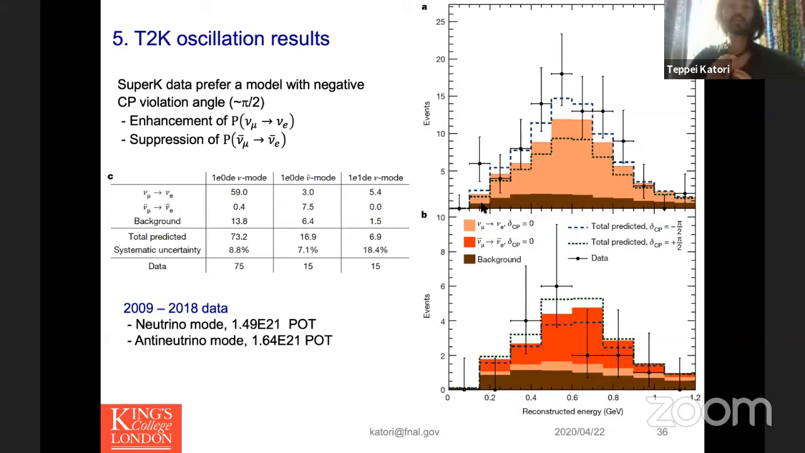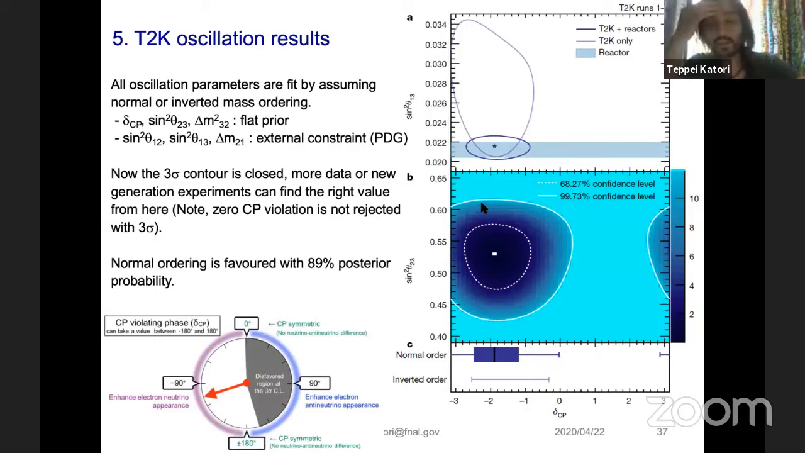So that's it. This is the last plot for this oscillation analysis. In the oscillation analysis, we fit all oscillation parameters. And our interest is in three parameters: delta CP, sin²θ23 and Δm²32. So these have a flat prior. And the other oscillation parameters come from our external constraint, which means these are PDG values with Gaussian errors.